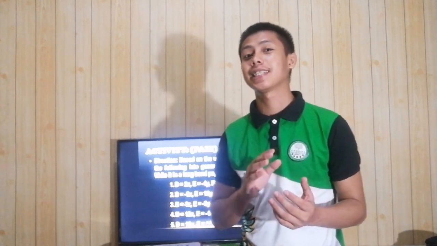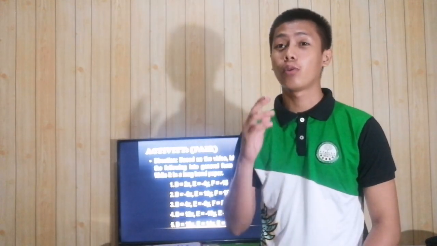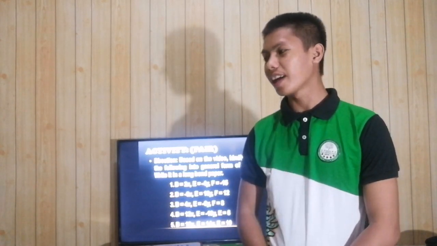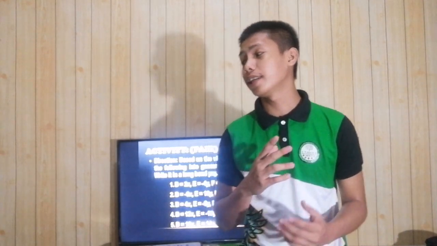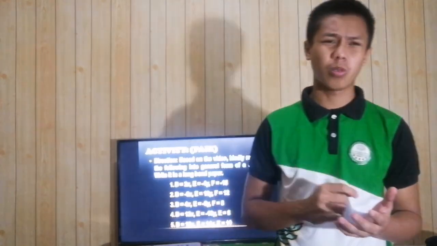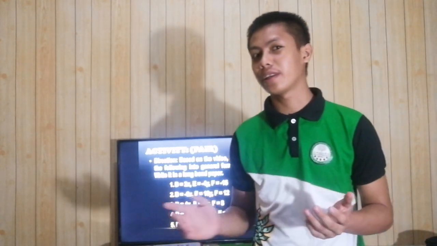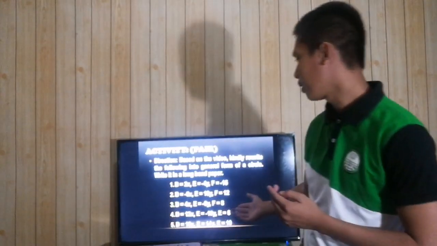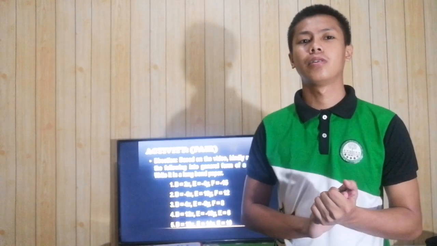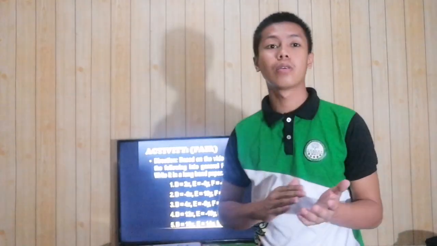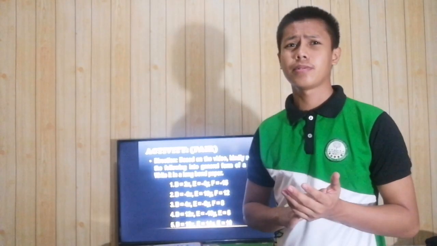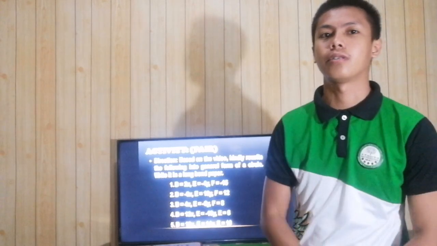This activity is just by pair. I will read the direction. Based on the video, kindly rewrite the following into its general form. You have seen earlier the general form of a circle. These are the givens, and we will just rewrite this into its general form. As easy as that. I think you can do this activity in just 3 minutes, and time starts now.